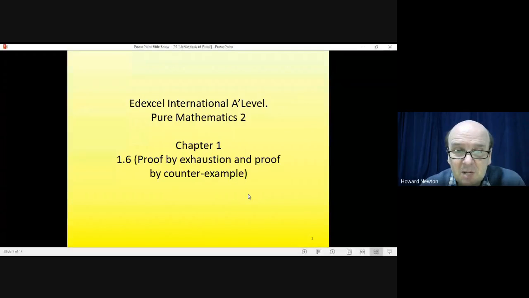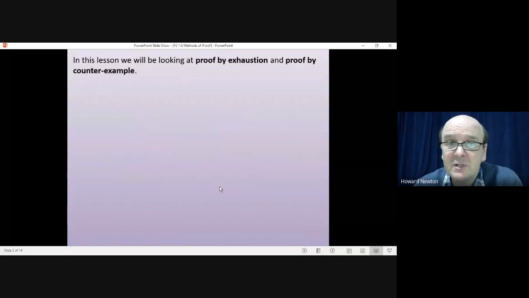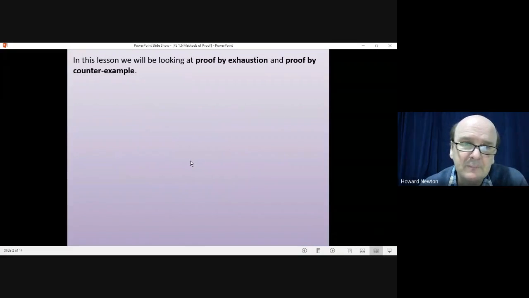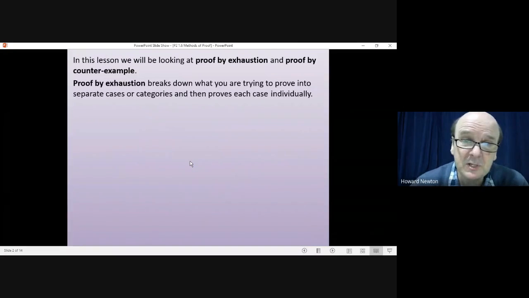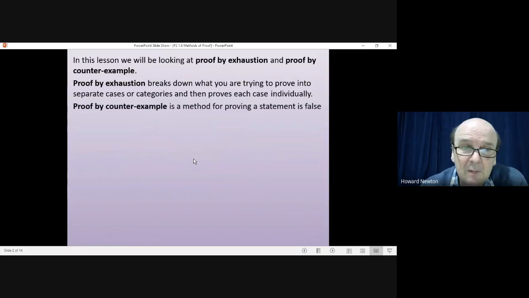In this lesson, we're on Chapter 1, 1.6, and we'll be looking at two different types of proof: proof by exhaustion and proof by counterexample. Proof by exhaustion breaks down what you're trying to prove into separate cases or categories, and then proves each case individually. Proof by counterexample is a method for proving that a statement is false.